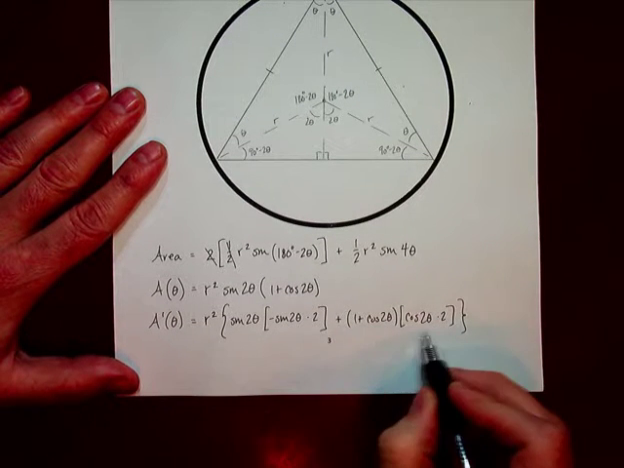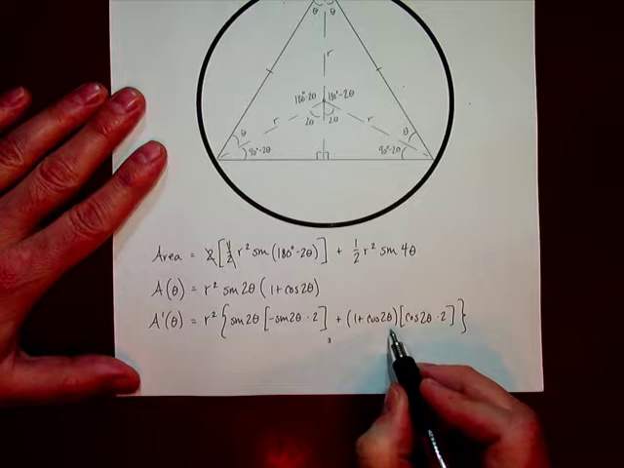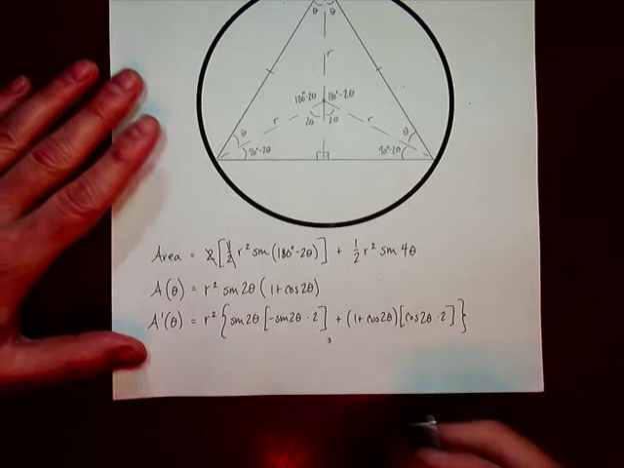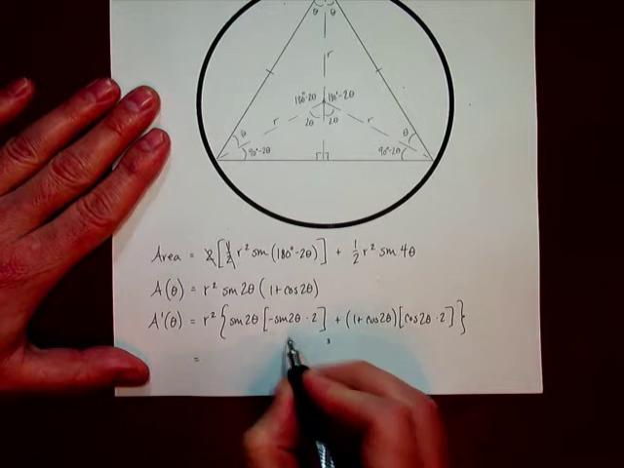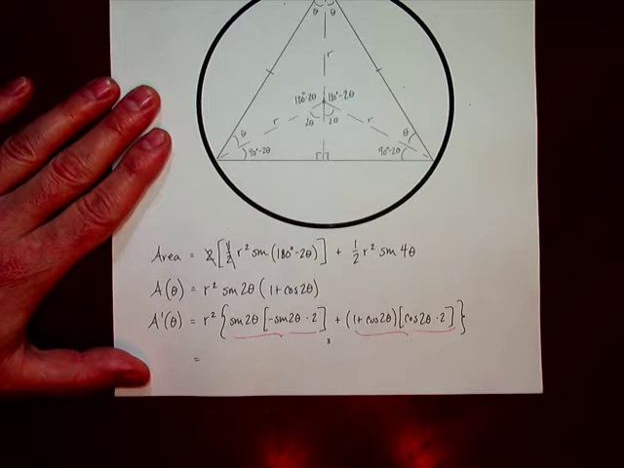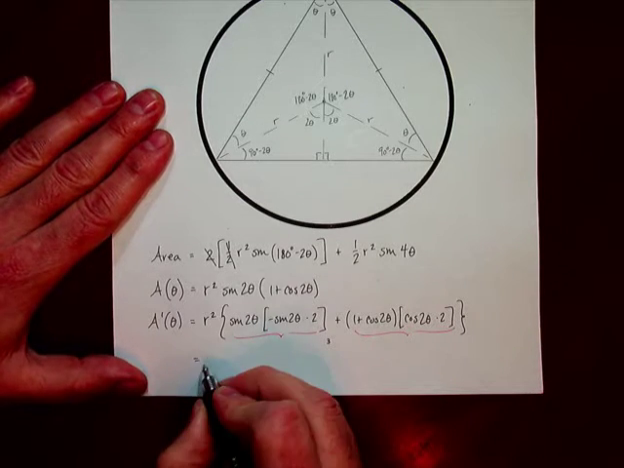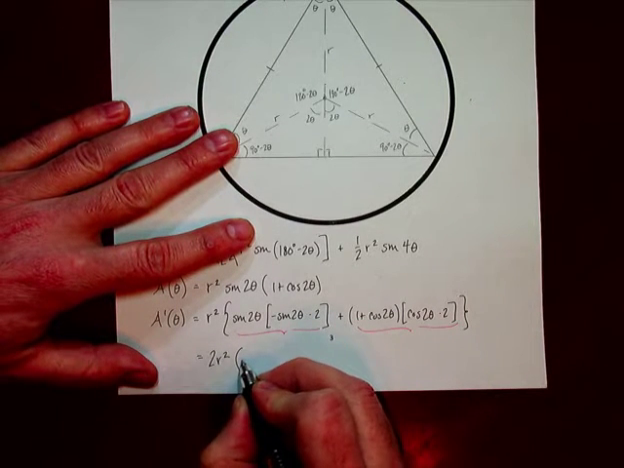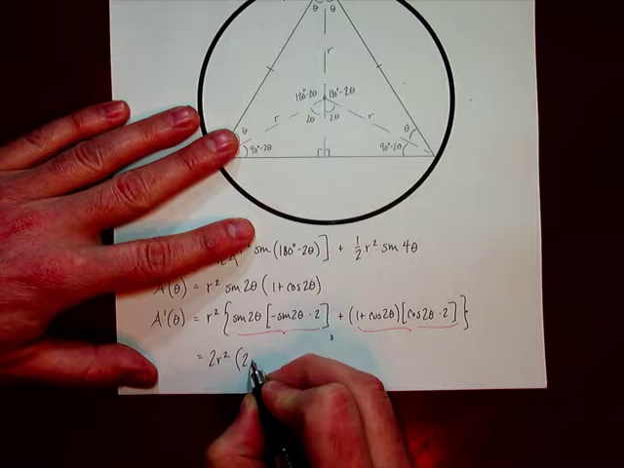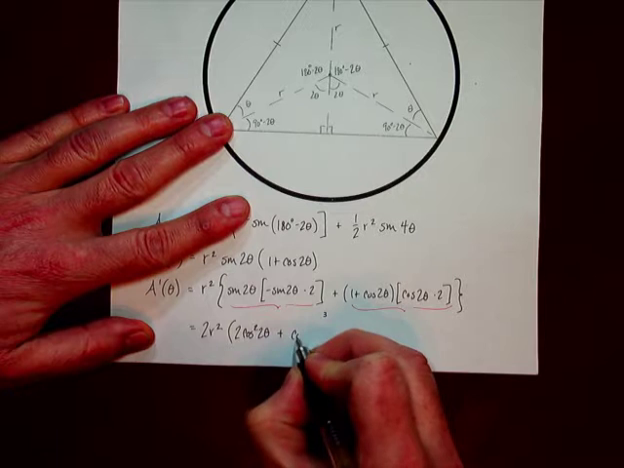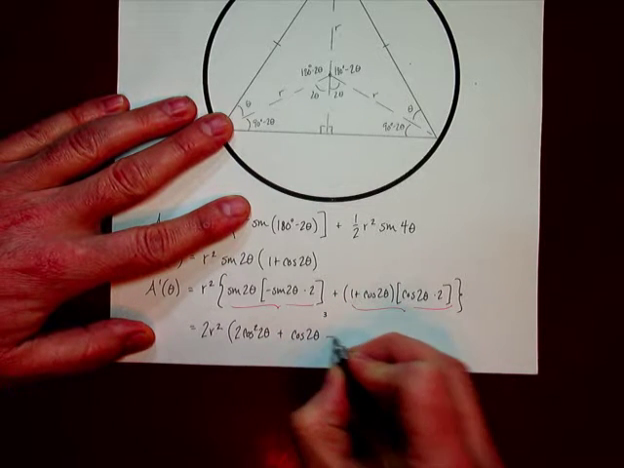Now, if you distribute this across the 1 plus cosine 2 theta, and then collect terms and factor out, obviously both of these terms, this first term and this second term, both have 2's in them. So we have 2r squared, and what happens is we actually get it down to 2 cosine squared 2 theta plus cosine of 2 theta minus 1.